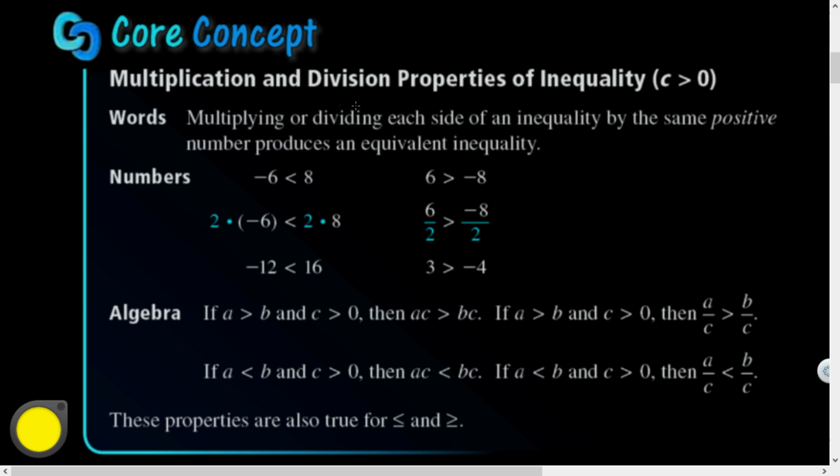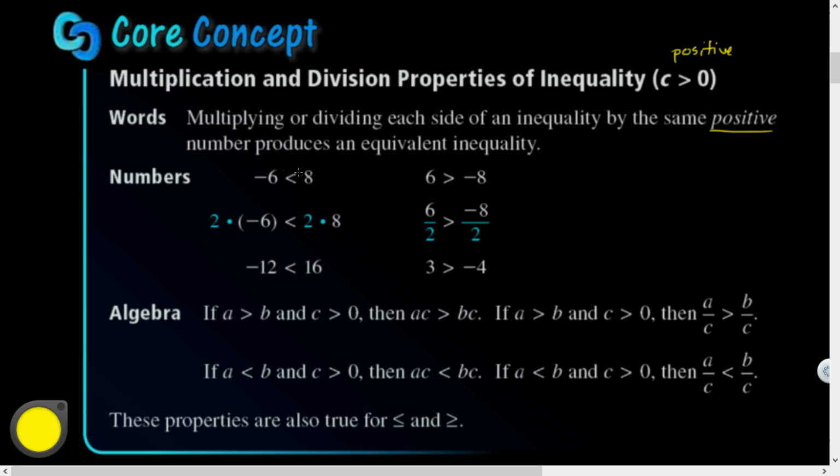Here we go. It says multiplication and division properties of inequality when C is greater than 0. Another way to say that is positive. You don't have to write this down, but I recommend maybe when we do the examples to do so. In words, it says multiplying or dividing each side of an inequality by the same positive number, positive, emphasize, produces an equivalent inequality.